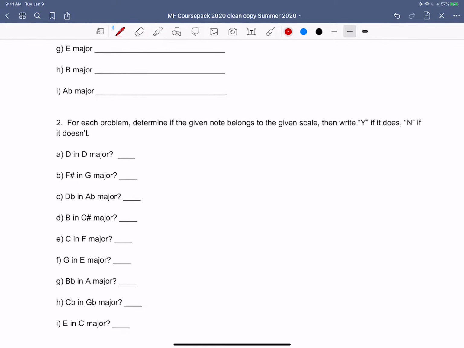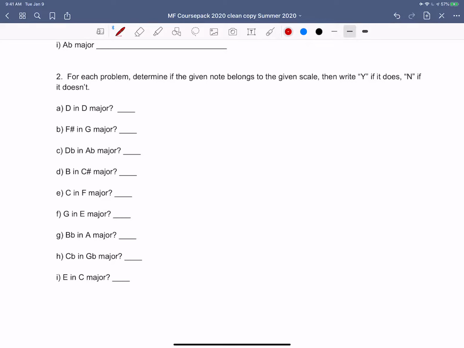Let's go on to the next type of problem. This, again, is going to prepare you for the intervals section. Here, you're just writing yes or no, and it's based on these little questions. So is there a D in the scale of D major? Of course, this is kind of a trivial question, but let's work through it one step at a time.